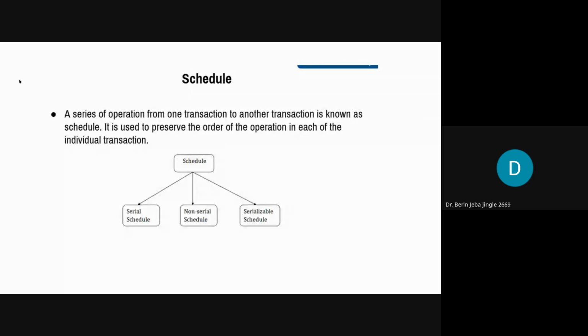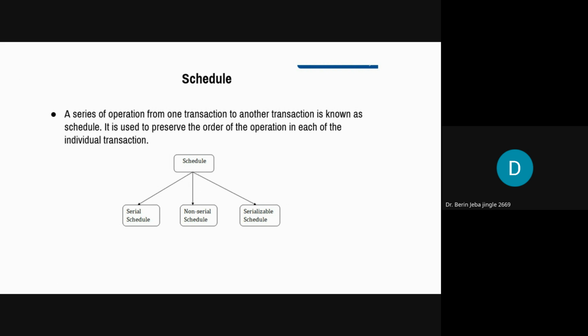So in this video, we are going to study about the schedule. What is a schedule? A series of operations from one transaction to another transaction is known as a schedule. For a particular time, this transaction will be executed, and at another particular time, another transaction will be executed. It is a schedule. This schedule is of three types: serial schedule, non-serial schedule, and serializable schedule.